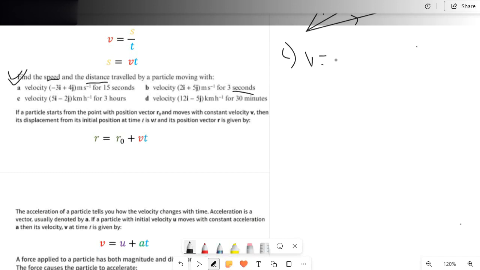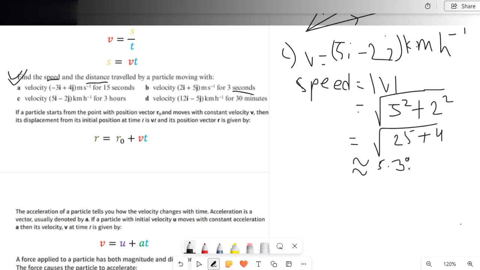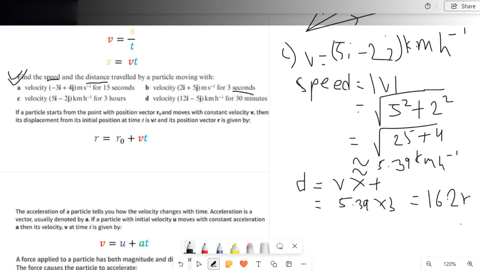For number C, we have velocity equals 5i minus 2j kilometers per hour. So we have to be cautious of the units given. So therefore speed is equal to the modulus of velocity as discussed previously. So we have root over 5 squared plus 2 squared, and similarly 25 plus 4, which is root over 29, which is approximately equal to 5.39 kilometers per hour. Similarly, distance is equal to velocity times time, so v times t, we have 5.39 multiplied by 3 hours, which is equal to 16.2 kilometers.